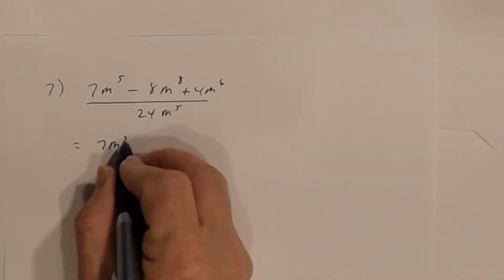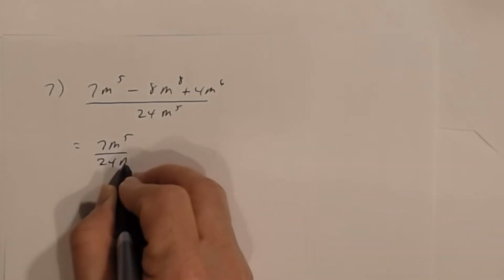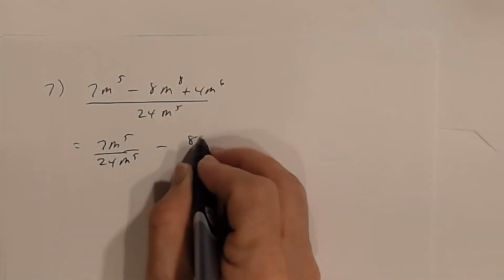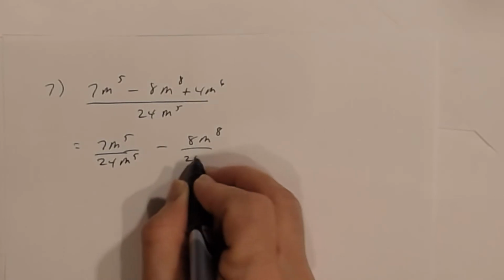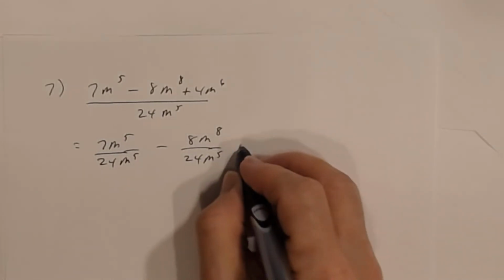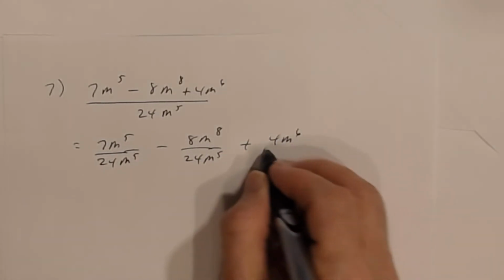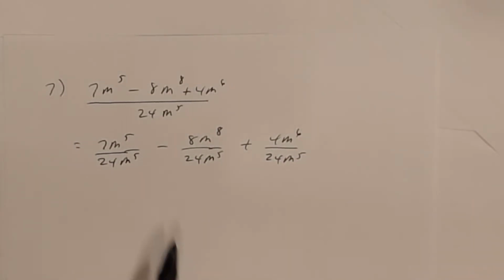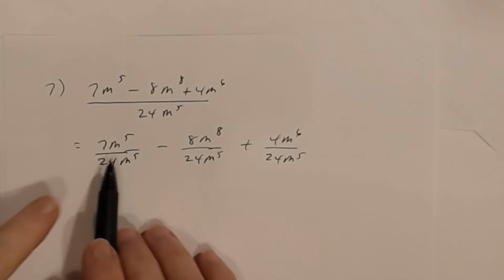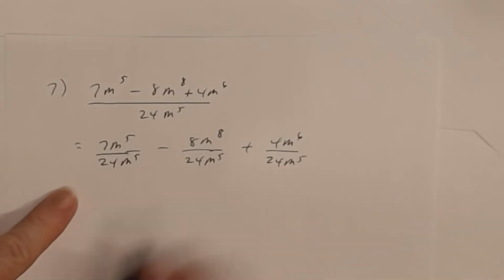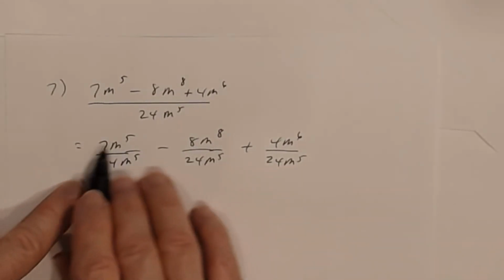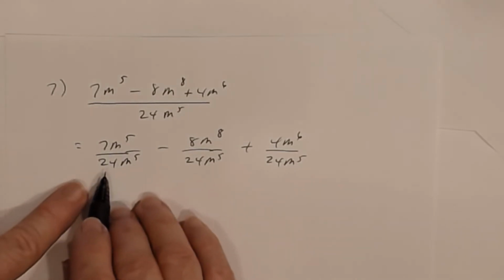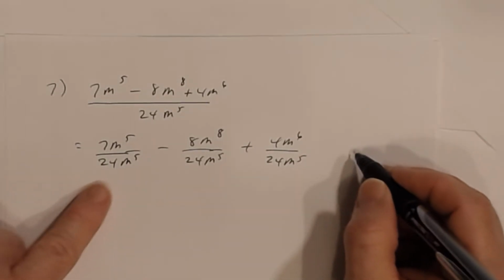So 7m to the 5th divided by 24m to the 5th, minus 8m to the 8th divided by 24m to the 5th, plus 4m to the 6th divided by 24m to the 5th. Okay? Now let's simplify each one. If you need to, go off to the side and do some work. For example, if this confuses you, then just go off to the side.